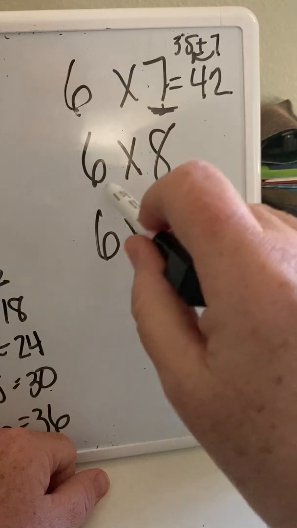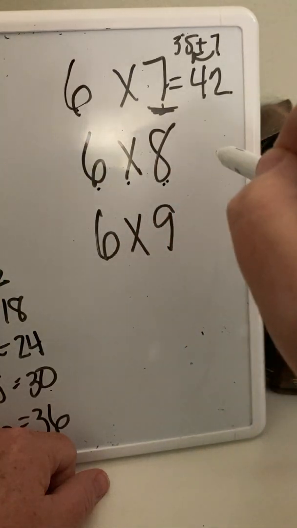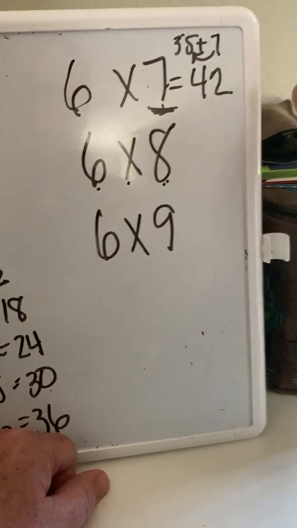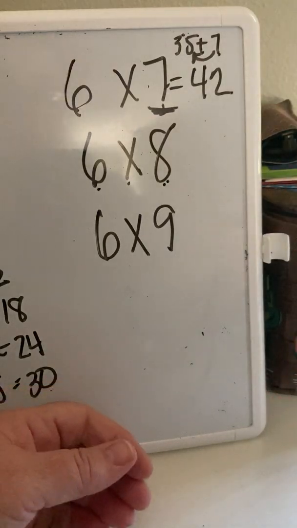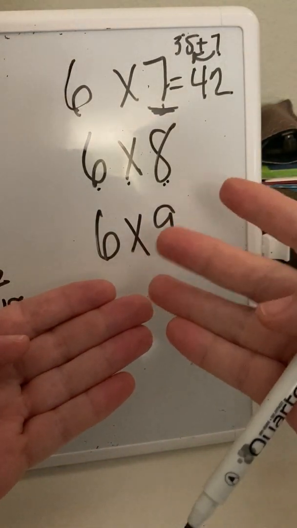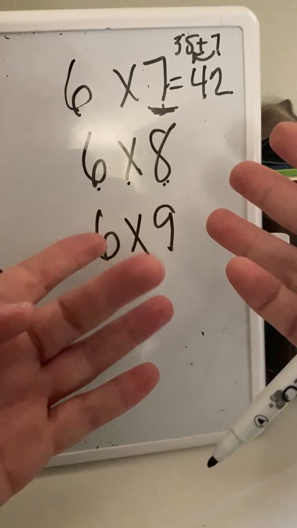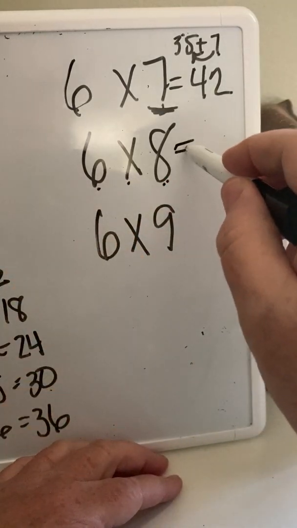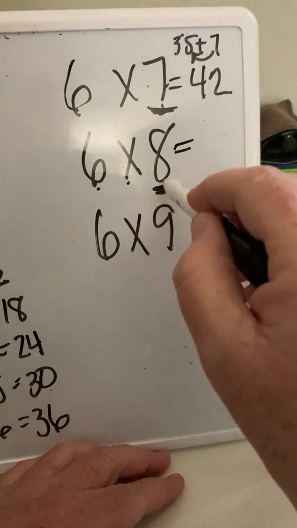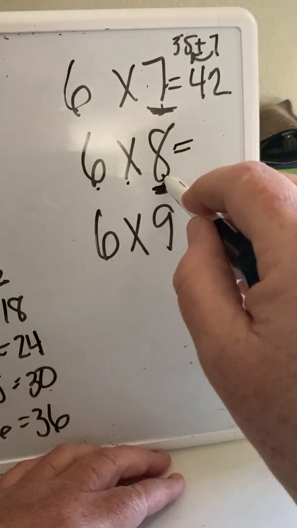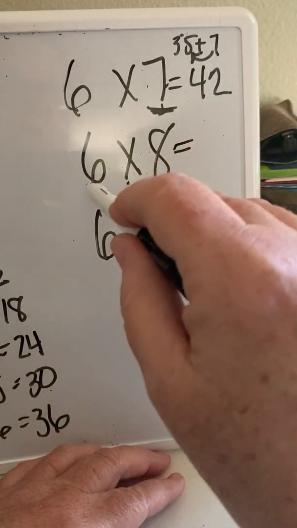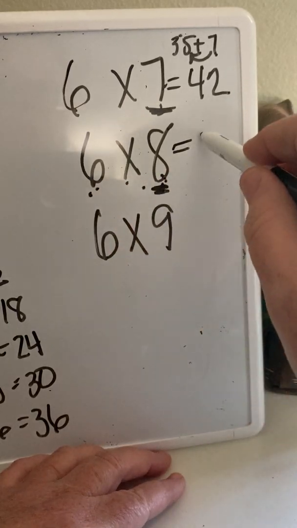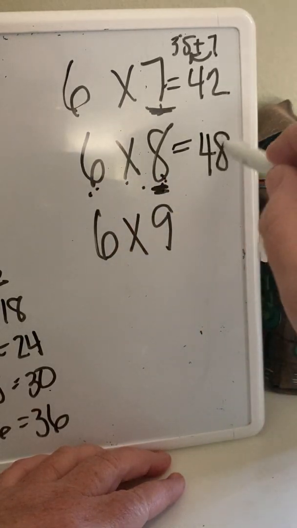6 times 8. Picture 5 times 8. What was 5 times 8? 40. 5, 10, 15, 20, 25, 30, 35, 40. Okay. Well, on top of 40, just put one more 8. When we got the answer 40, that was 5 times 8. We just need one more 8. What's 40 and one more 8?